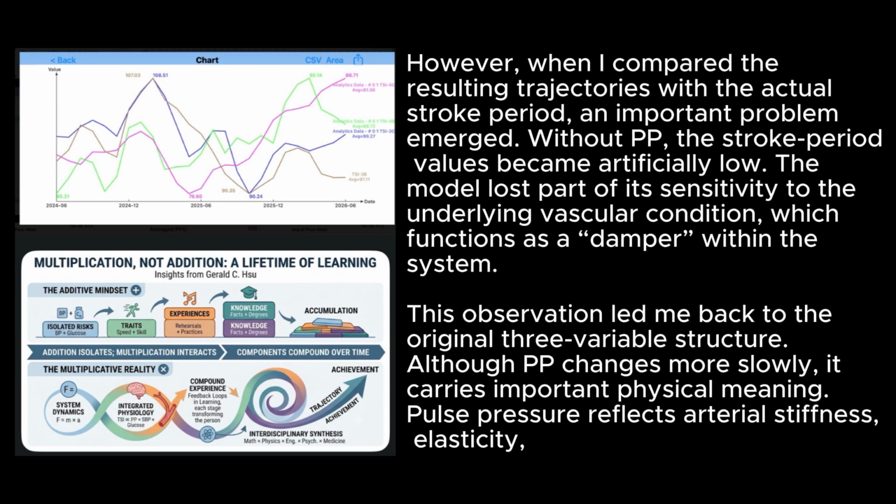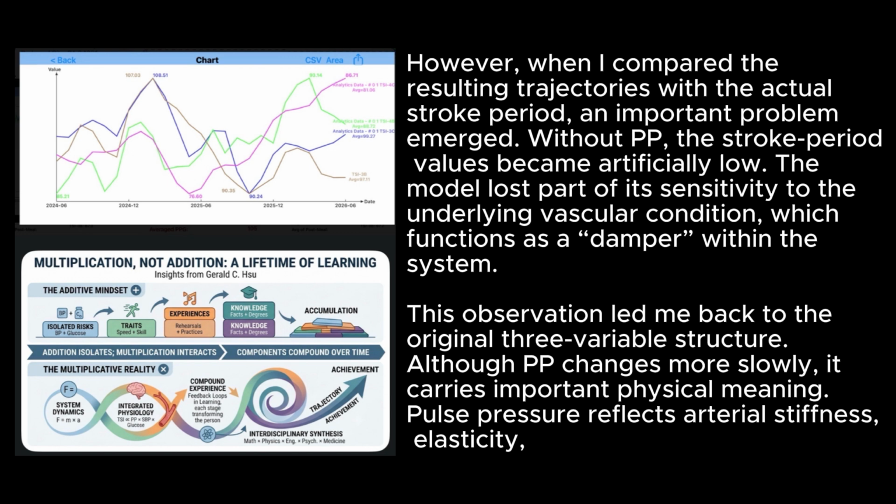However, when I compared the resulting trajectories with the actual stroke period, an important problem emerged. Without PP, the stroke period values became artificially low. The model lost part of its sensitivity to the underlying vascular condition, which functions as a damper within the system. This observation led me back to the original three-variable structure.